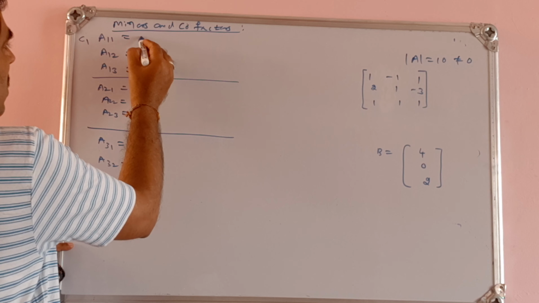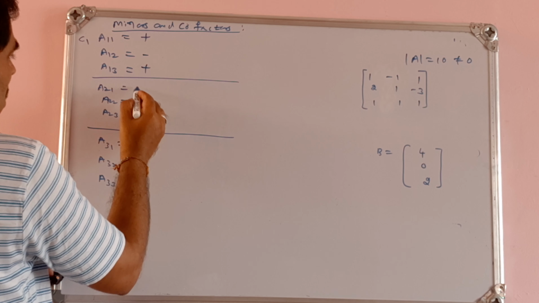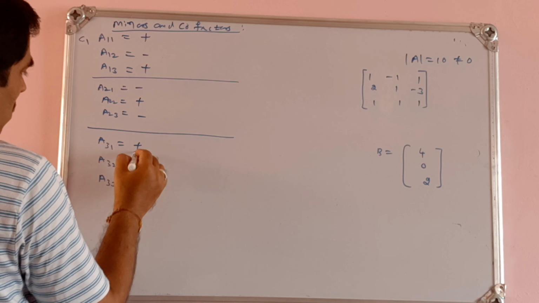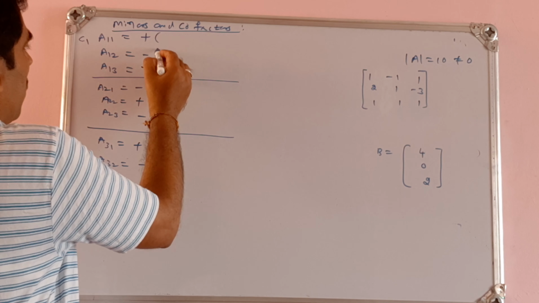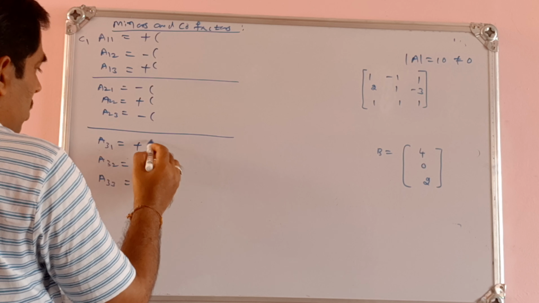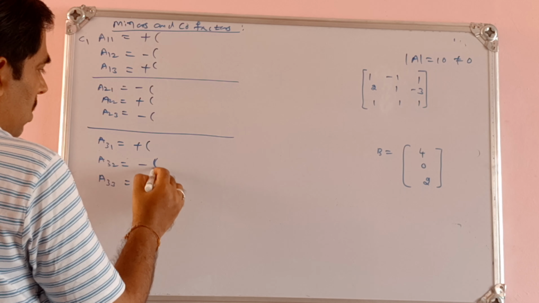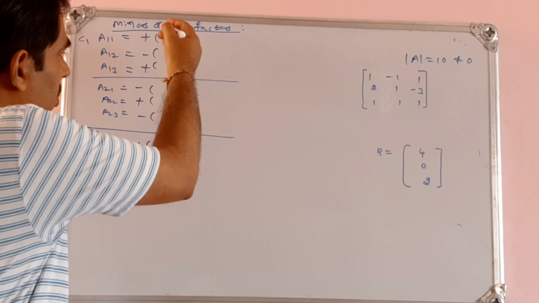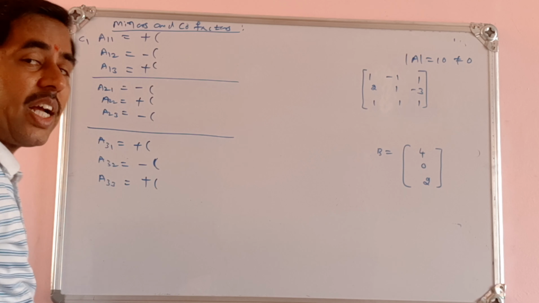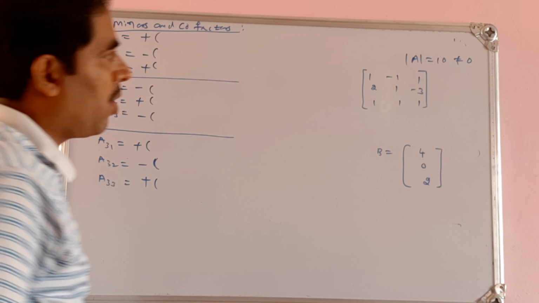See, so I put the signs here. Plus minus plus, minus plus minus, plus minus plus. So you put the bracket here. After practicing, write it directly, so you don't have to worry about all this. See, first we have to take care of the signs. So signs will be very, very important here.